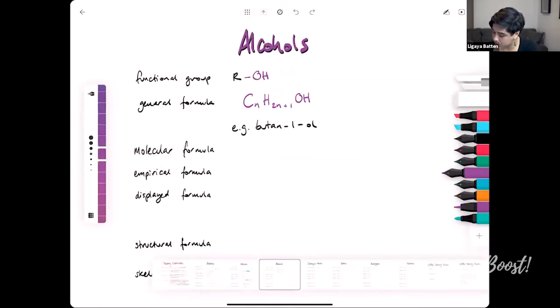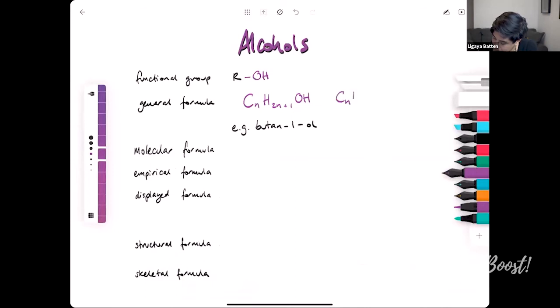Sometimes you might see this written as CnH2n+2O, and both would be correct. But generally this one is preferred because we can then see that functional group at the end of the general formula. So let's have a look at doing these example molecular and empirical and displayed formulas.